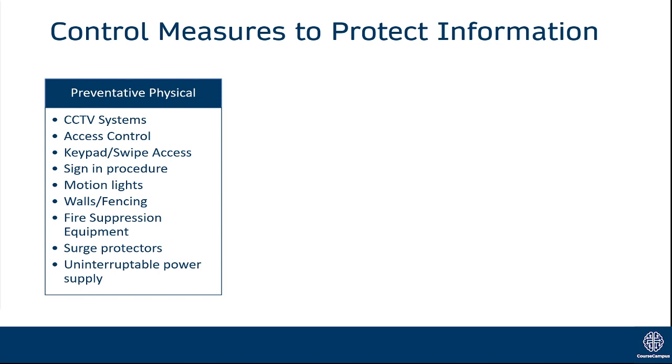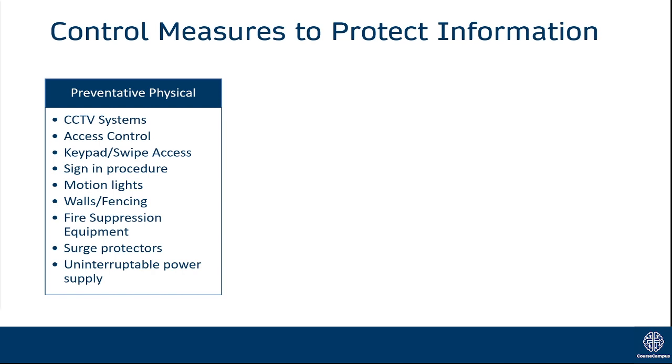You've got keypad, swipe access systems. If you think about going into an office, sometimes you might have to beep your card to let the door open so that it controls who's going in and out of certain areas that's got computer or information within them. Sign-in procedures, you know who's in the building. Motion lights, that's a physical thing that will prevent people from going in, particularly at night, to steal information. If somewhere's got a lot of lights, it puts off burglars or people from coming to steal information.